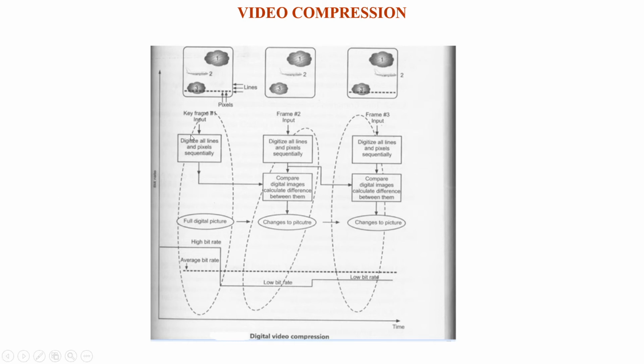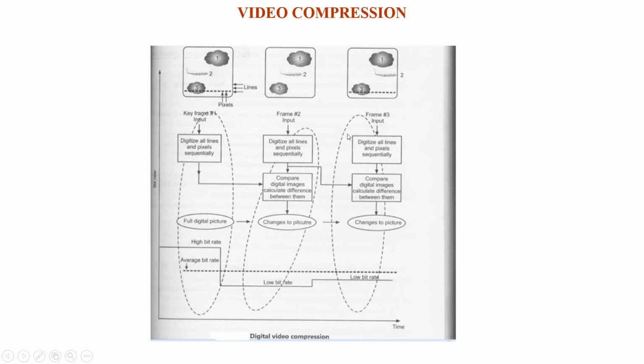So digitize all lines and pixels here. This is what we call the keyframe. Okay. Then next, you compare digital images, calculating the difference between them. First you digitized this, then you digitized that, and subtracted the two. So you have taken only the difference. As two adjacent frames correlate more, the difference is less, so a low bit rate will be there. The low bits will be needed to encode that data.